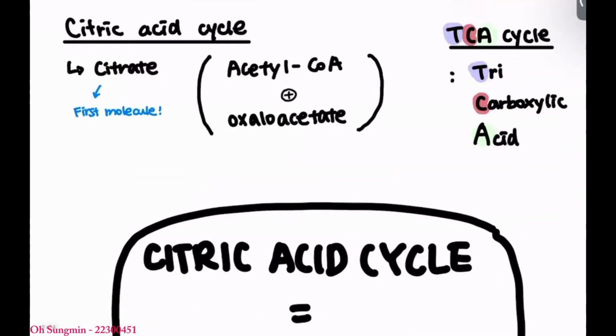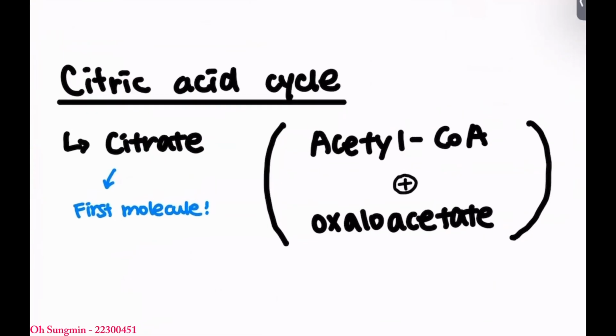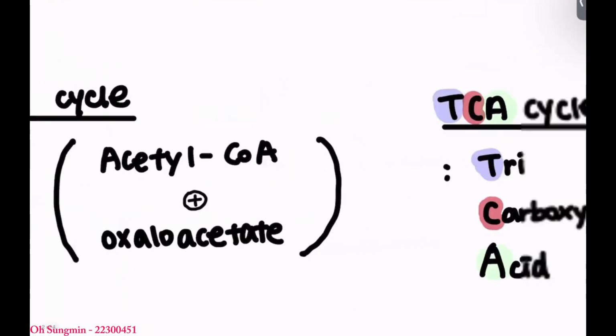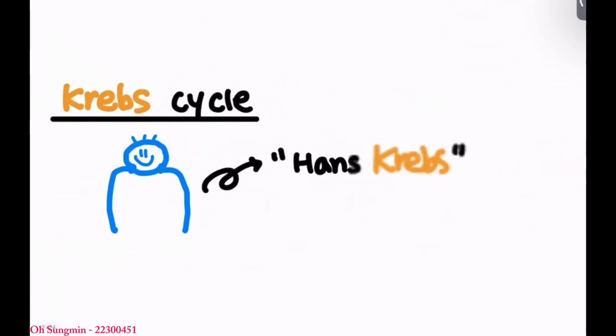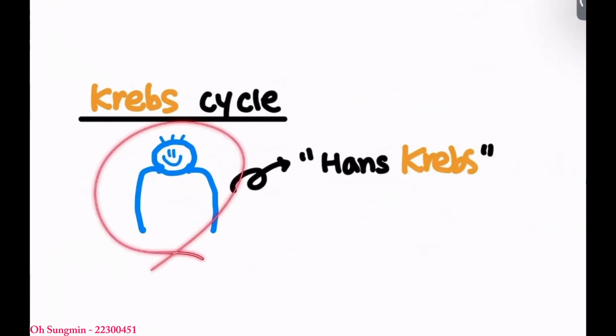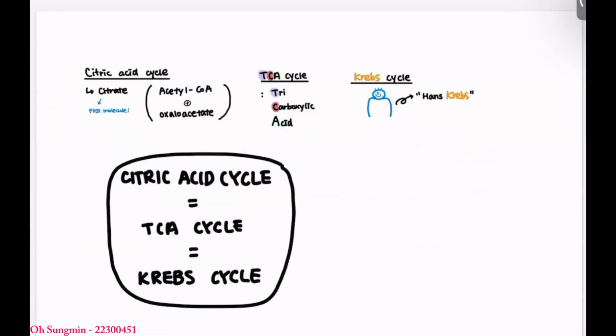They're actually all equal. First, the citric acid cycle is named because citrate is the first molecule formed when acetyl-CoA and oxaloacetate are joined together. Second, TCA cycle is an abbreviated term for tricarboxylic acid cycle. Moreover, many intermediates have 3 carboxyl groups. Third, the Krebs cycle is named because a researcher called Hans Krebs discovered this wonderful cycle.